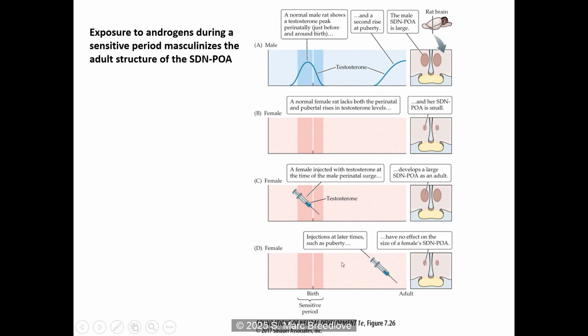And if you wait until the female's grown up and give her extensive treatment with testosterone, it's too late. You've passed the organizational period where you can change the structure of this part of the brain, and so it'll be permanently feminine. And we're not showing it here, but if you castrate males at birth, they'll have a much smaller SDN-POA when they grow up.